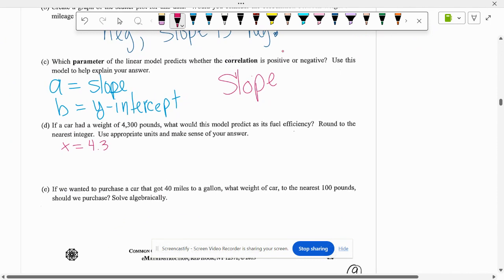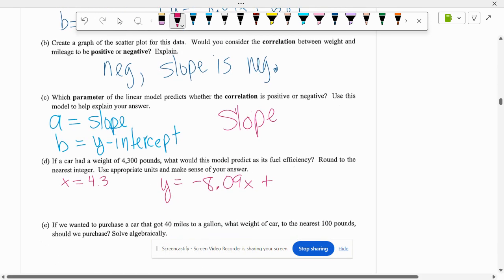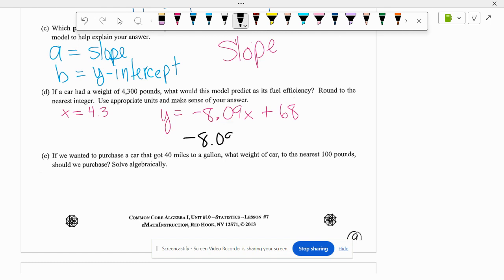So our equation, y equals negative 8.09x plus, I thought it was 68. Okay, plus 68. So in my calculator, I'm going to take negative 8.09 times 4.3 plus 68. And that should give me a Y value, which is miles per gallon. So tell me what you get when you do that.